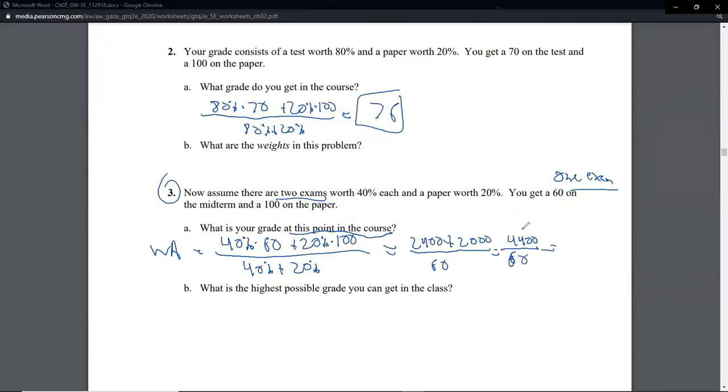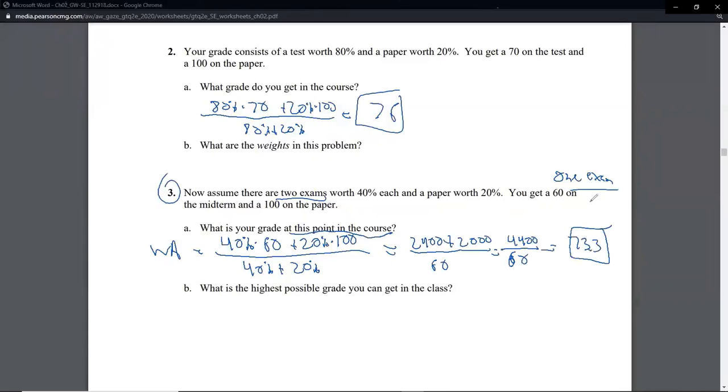That's a terrible looking 6, isn't it? And if you do that division, you end up with 73.3. And again, you could round to the nearest whole number because that's what your teacher's going to do anyways and call it a 73, but I'm just going to stop there.